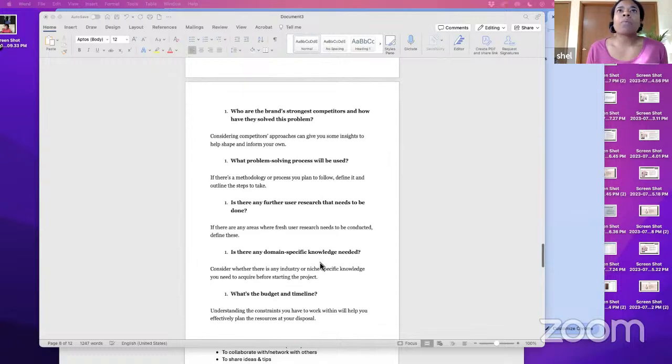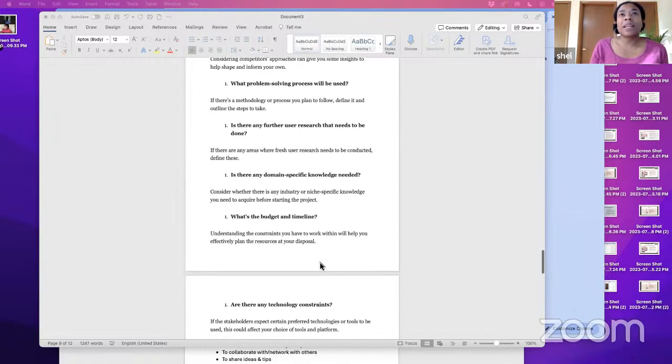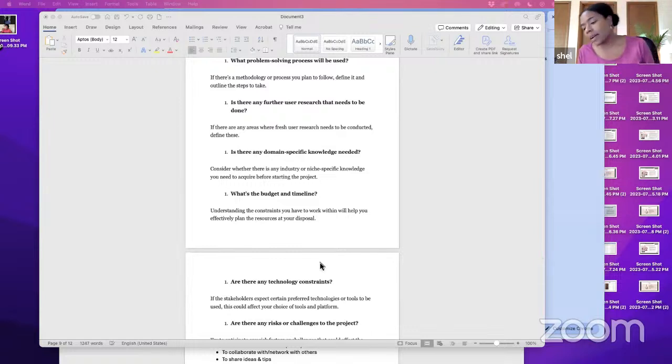What problem solving process will be used? What that means is, is there any methodology or process you plan to follow? Is there any further research that needs to be done? Is there any domain specific knowledge that's needed? Meaning, is there anything we need to know in terms of branding? Apple has very strict rules in terms of what font and what color they use. You have to stick within the brand guidelines, so that would be something you would need to know.